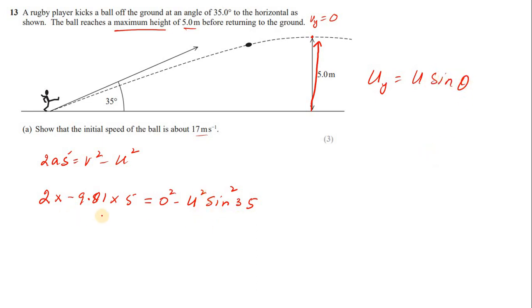So now you have everything. You can make u the subject. If you make u squared the subject and calculate, then u squared will be equal to 298.2. Check yourself. And then when you take the square root, u would be equal to 17.26 m s^-1. This is the initial velocity of the ball.